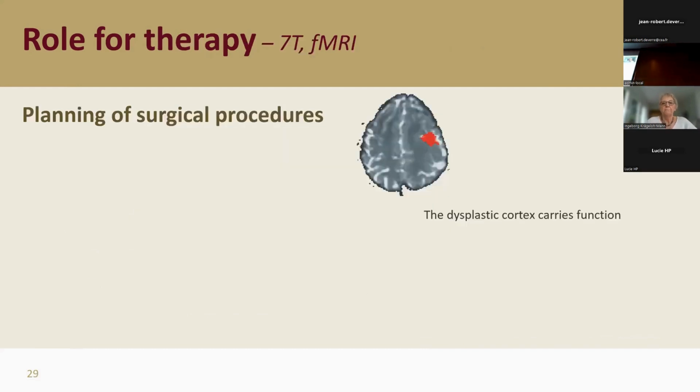So the second last part is the role for therapy. Of course, imaging is extremely important for planning surgery. We heard that 7 Tesla plays a role yesterday, and here is to show you that fMRI may also play a role, which shows here that in this cortical malformation, the dysplastic cortex carries motor function.